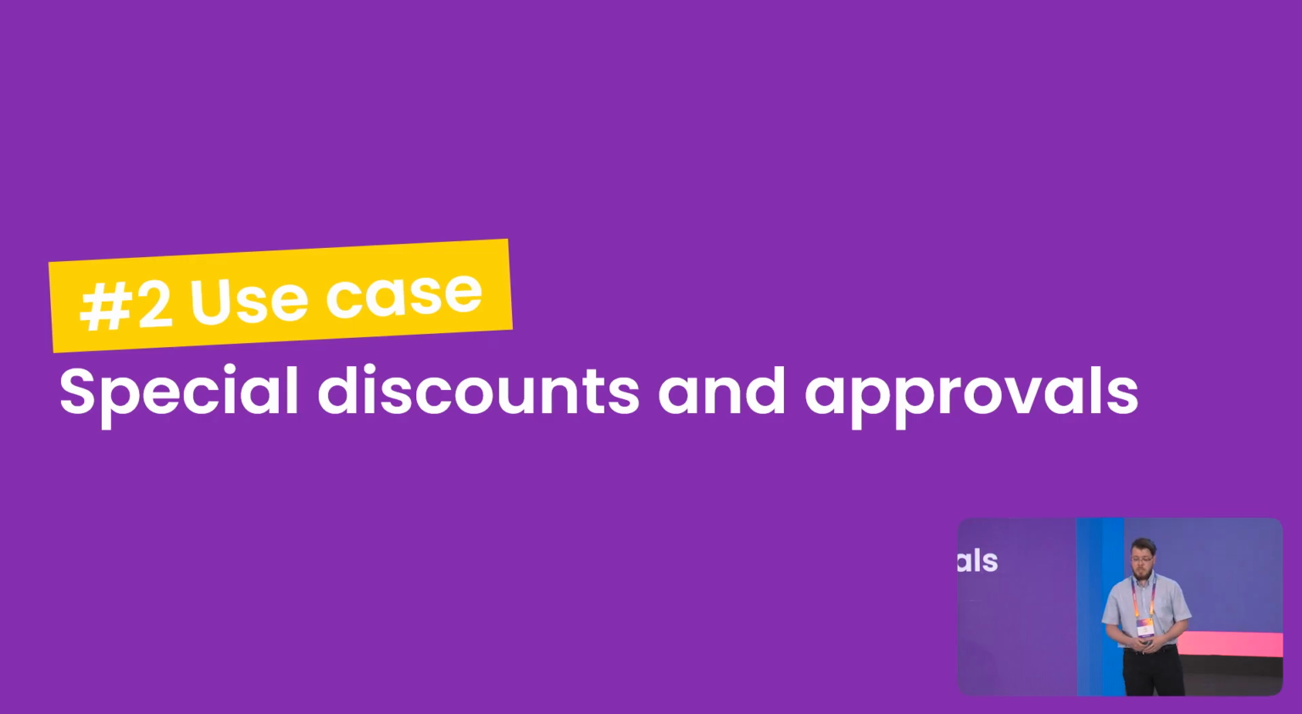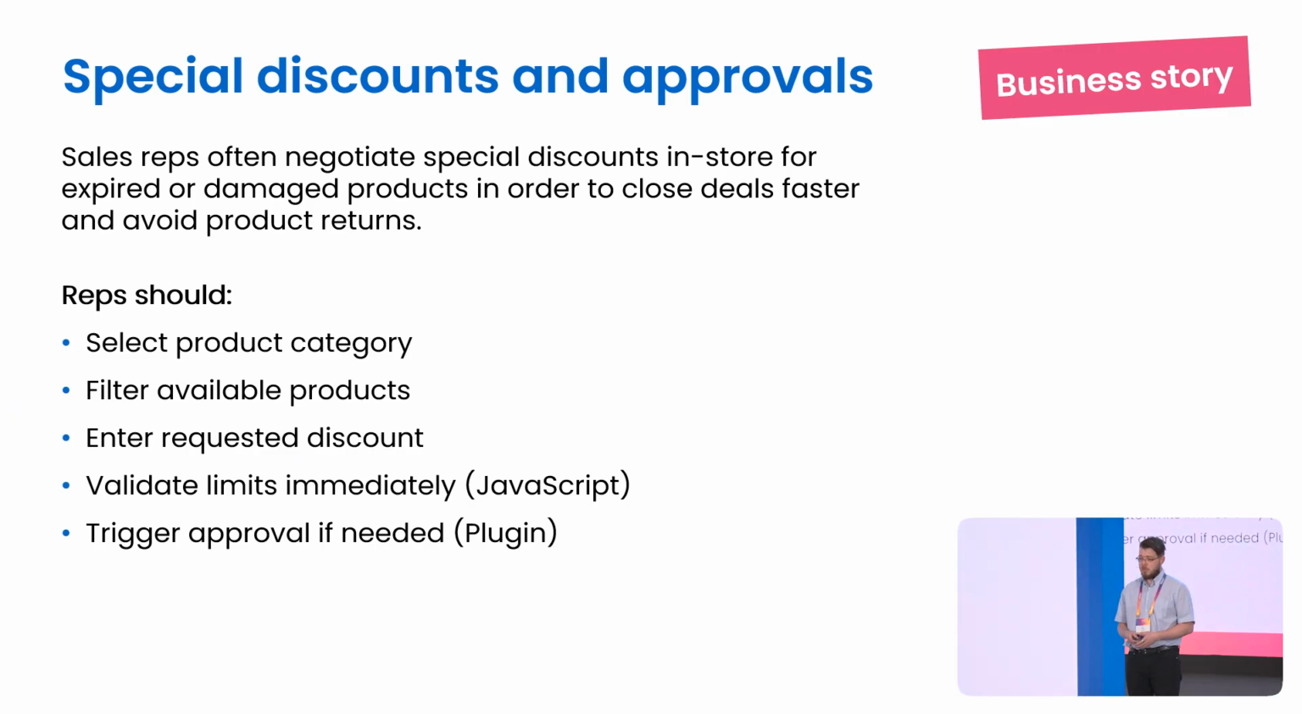The second use case is about special discounts and approvals. Again, a short description: what is the story about? The sales reps very often negotiate special discounts for damaged or expired products, and again, they need to create, for example, quotes for the customer. They need to fill in the information: what is the product, what is the discount, or what is the reason that the customer needs to have a special discount.